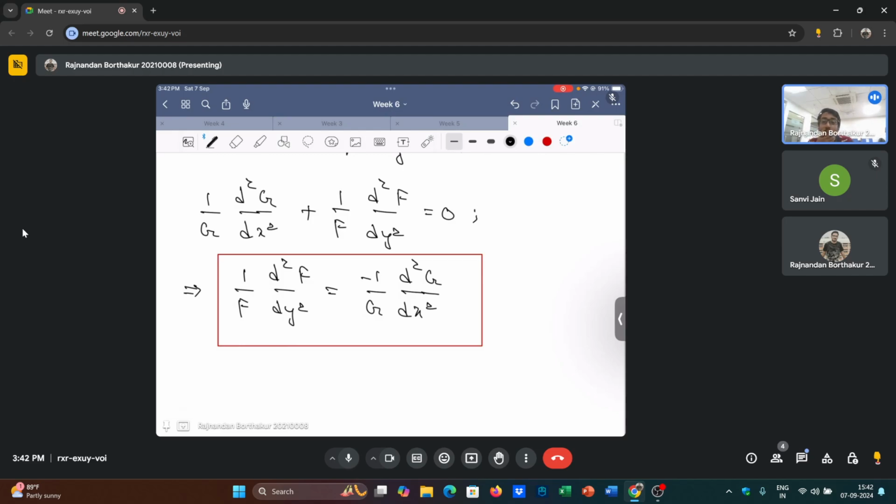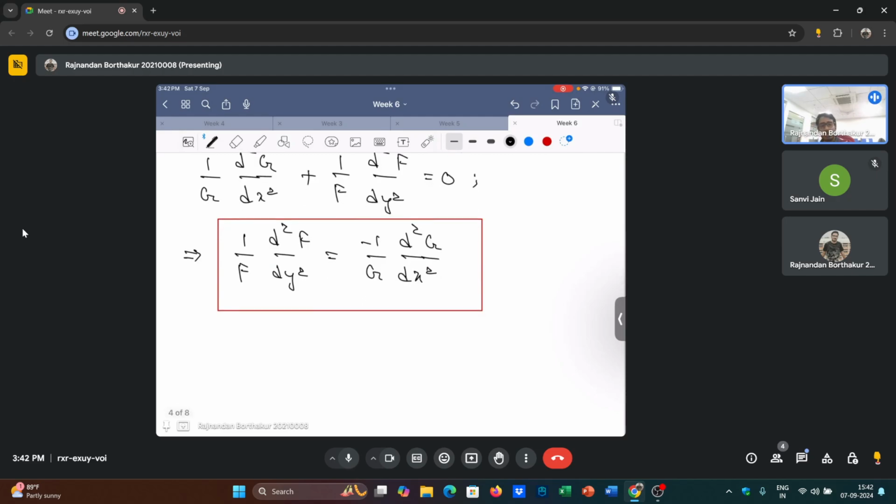Yes, a partial differential equation converting into two ODEs. Actually, we have not yet converted it into two ODEs, but your direction of thinking is correct. Although our objective is to convert the PDE into two ODEs, we have not done the conversion yet. The peculiarity of this form of the governing equation is that, as you can observe, this 1 by f times d2f by dy squared is just a function of y.